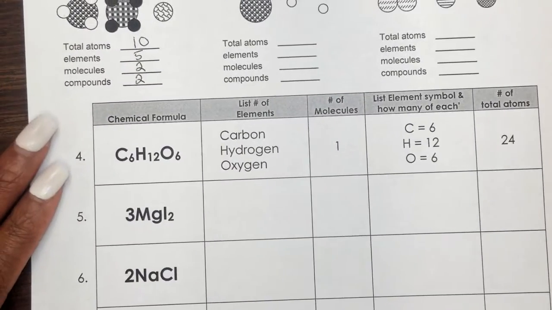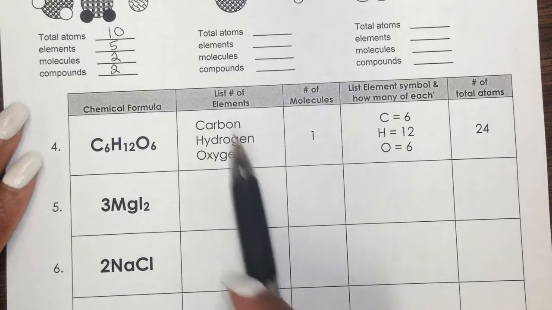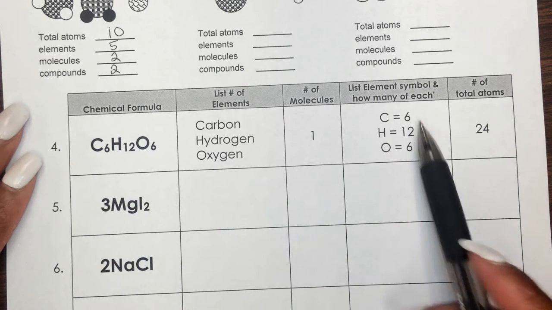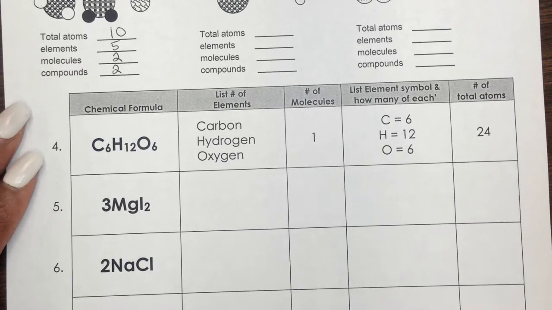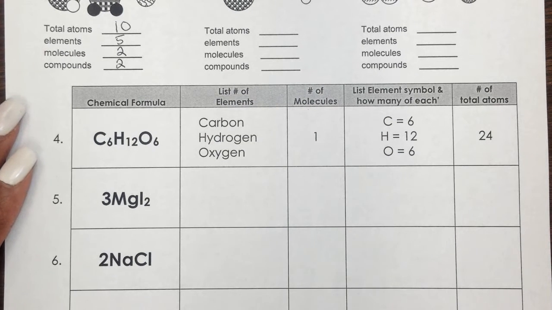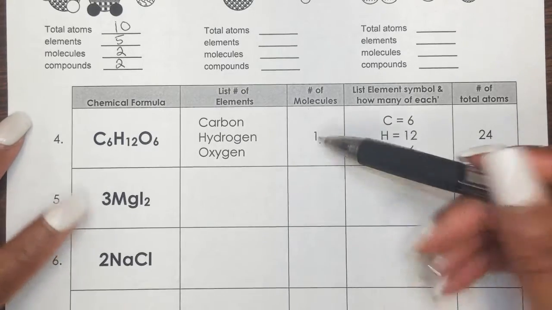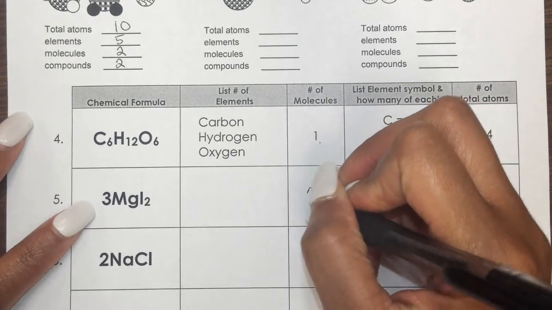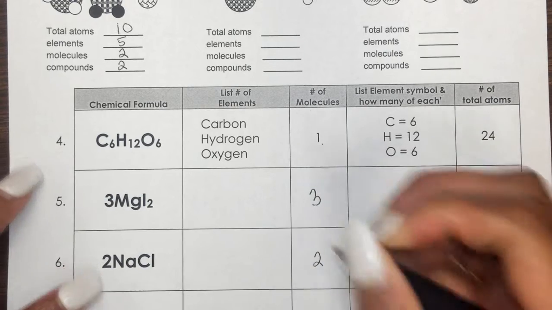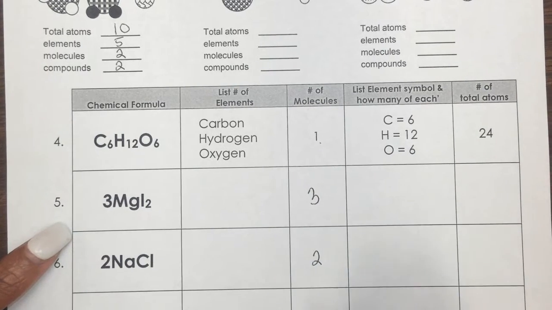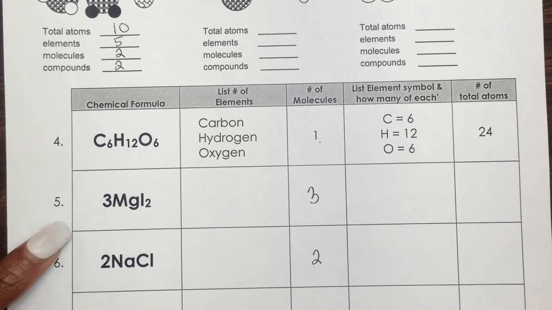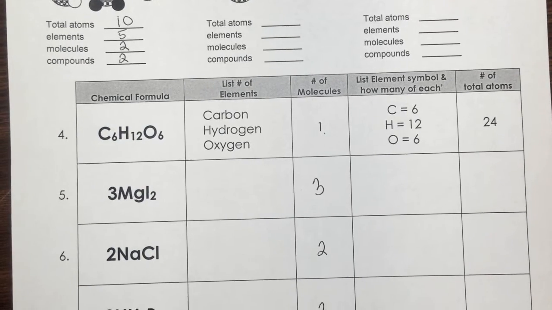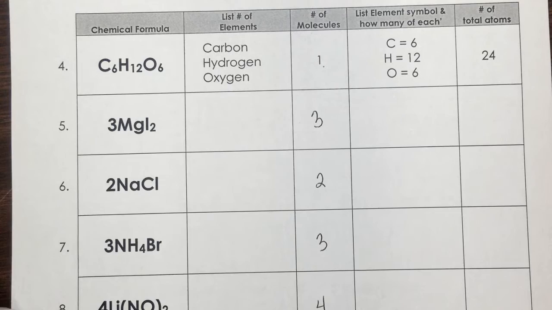And then counting atoms. So the first one is done for us. You have to list the elements. I would then count the atoms, get the total, and molecule is very easy. The coefficient tells you how many molecules. So 1, 3, 2, 3, 4, 3, 2. Coefficient of 3, 3 molecules. Okay.